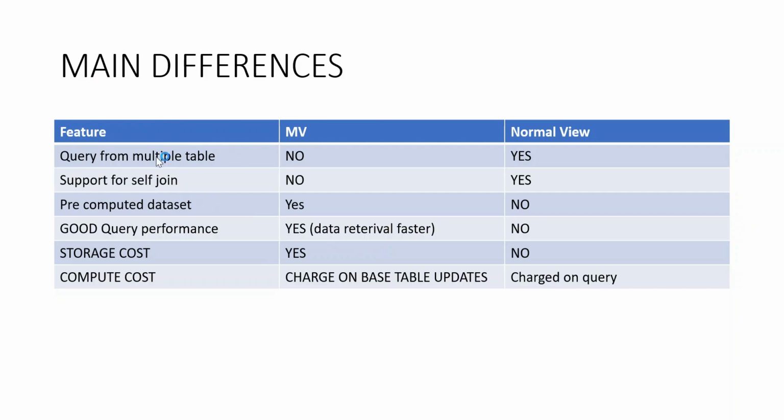So in Materialized View, can we query from multiple tables? The answer is no, but in a normal view, yes. Support for self-join, Materialized View does not provide it, but a normal view provides it.